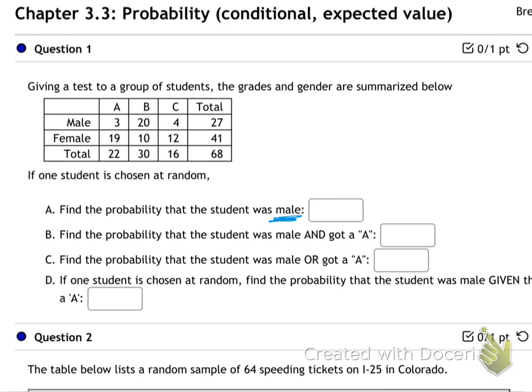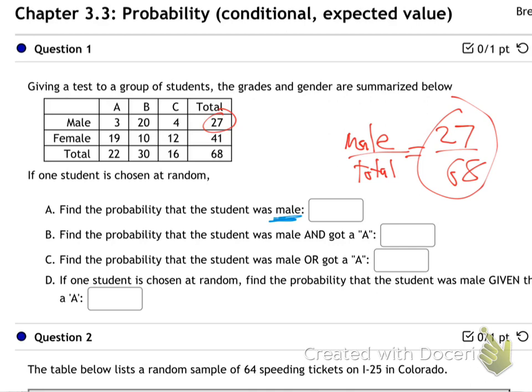So if we grab one person at random, what's the chance they're male? Total's on the bottom: 68. Male goes on the top. How many males? 27. Hit the buttons on your calculator. Do they want decimals, or what do they want? Fraction. Where does it say that? When you click the box, you see? Good. So if you want to do that fraction, remember, just put it in your calculator.